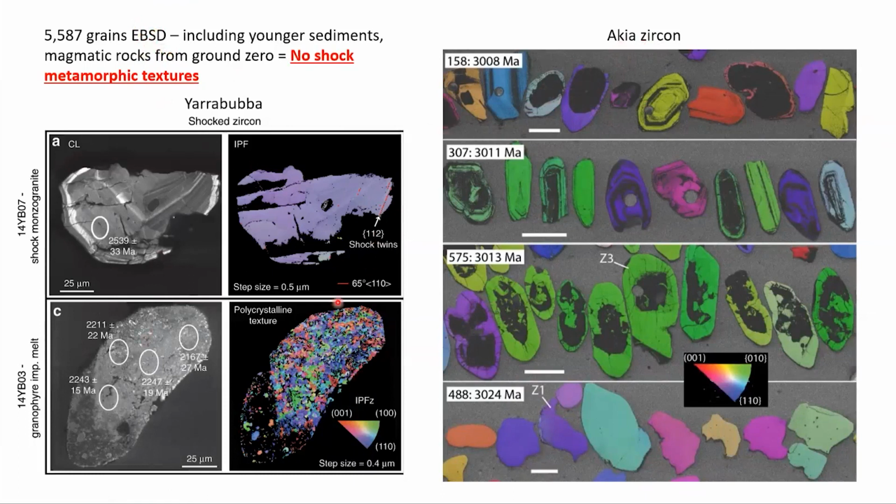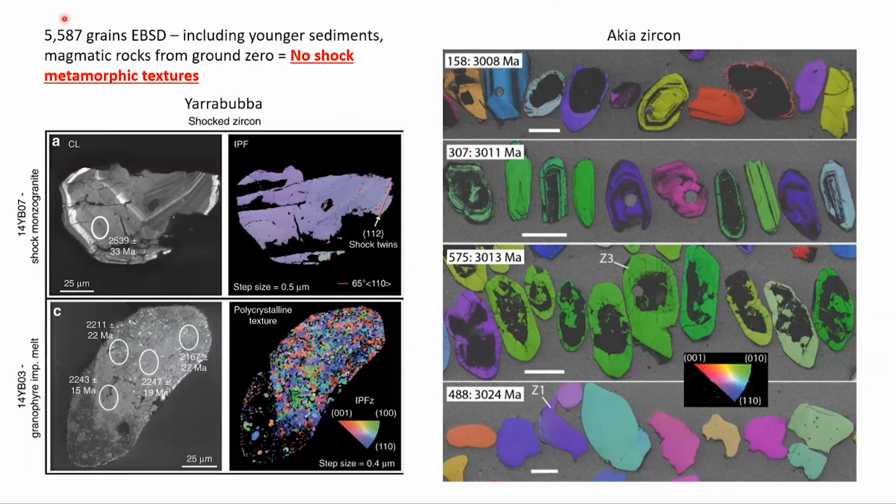So on the left-hand side, we've got classic impact structures from Western Australia. There are planar shock twins standing out in red here. We see none of that in Greenland. And also beautiful polycrystalline textures where zircon is recrystallized due to an impact process.